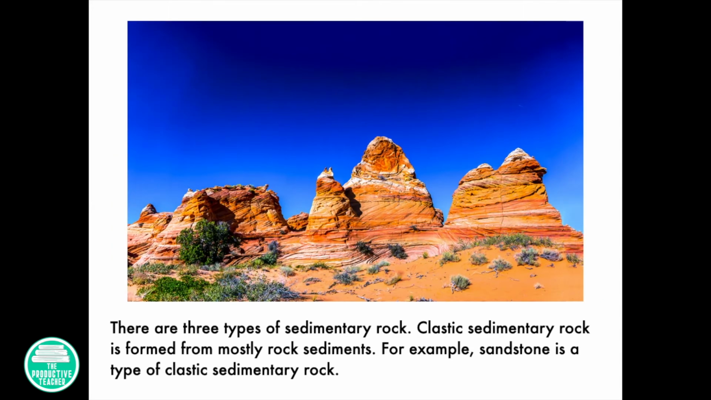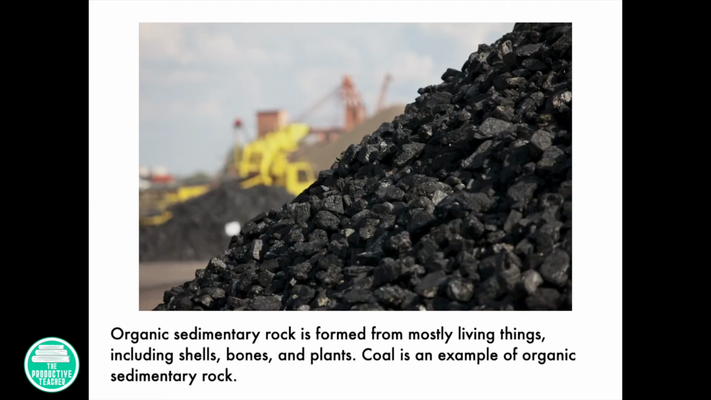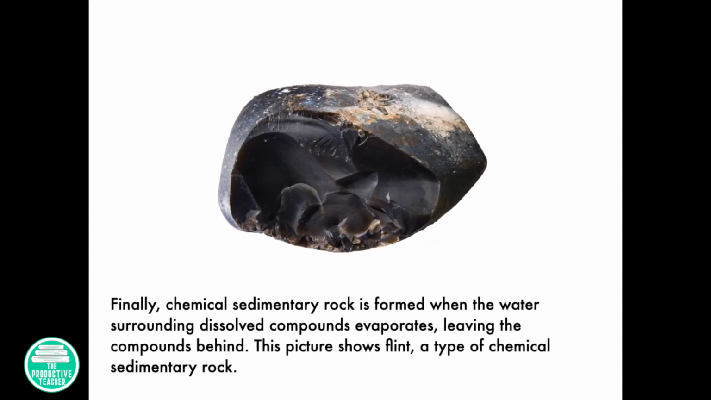There are three types of sedimentary rock. Clastic sedimentary rock is formed from mostly rock sediments. For example, sandstone is a type of clastic sedimentary rock. Organic sedimentary rock is formed from mostly living things, including shells, bones, and plants. Coal is an example of organic sedimentary rock.